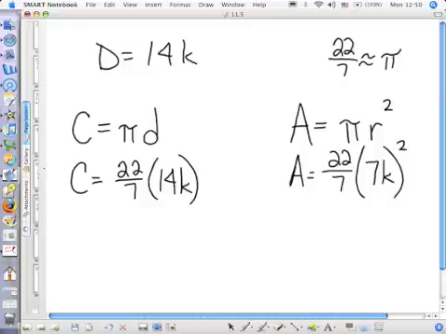Okay, now we need to know how to do the algebra here. 7 here goes into 14 twice. So we've got 22 times 2K. So the circumference is 44K. Now, like Meredith asked, just like the last problem, we can't cancel these 7s yet because one of them is being squared, the other one's not. Order of operations says exponents before division.